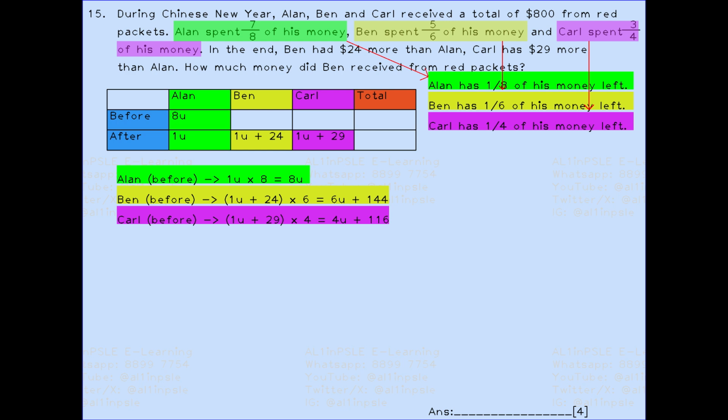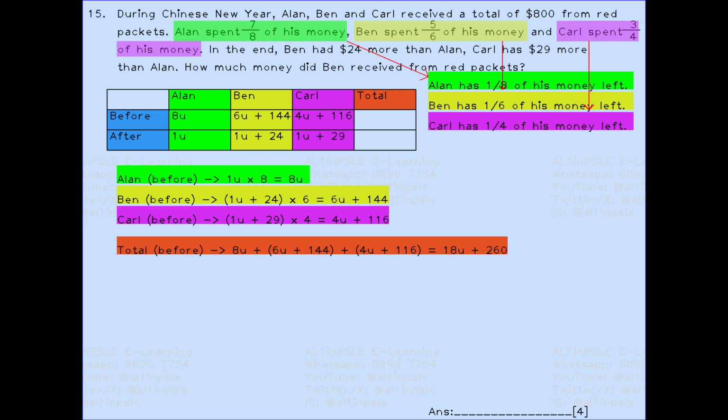Moving on, we will examine the clue given to us. Many students who are weaker tend to use the number 800 in the earlier stage. However, for most problem sums, we should deal with units first. Since 800 is the total amount the 3 boys had at first, we will proceed to find out how many units are there in total. We will add Alan's 8 units to Ben's 6 units plus 144, and to Carl's 4 units plus 116. Well, the result is 18 units plus 260.